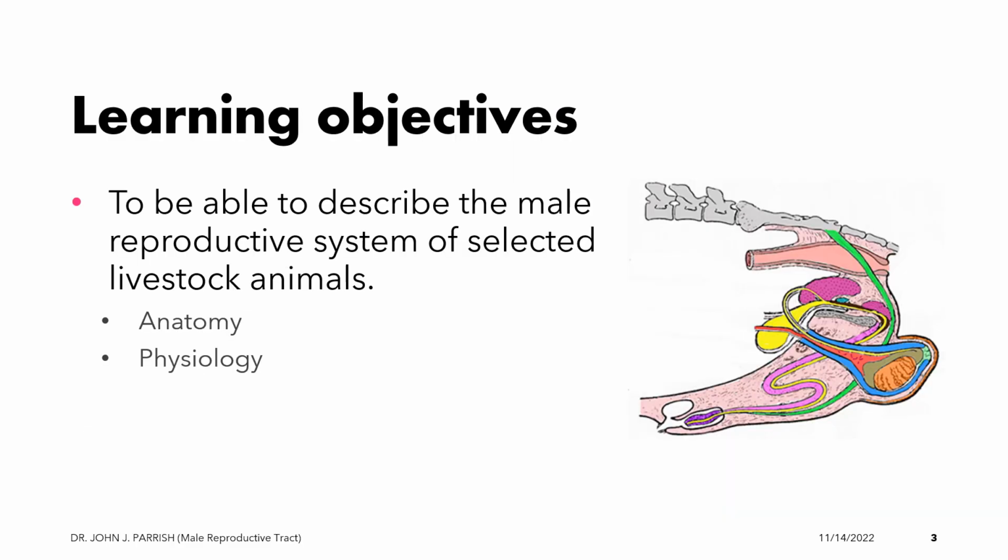This presentation aims to be able to describe the male reproductive system of selective livestock animals in terms of their physiology and their anatomy.